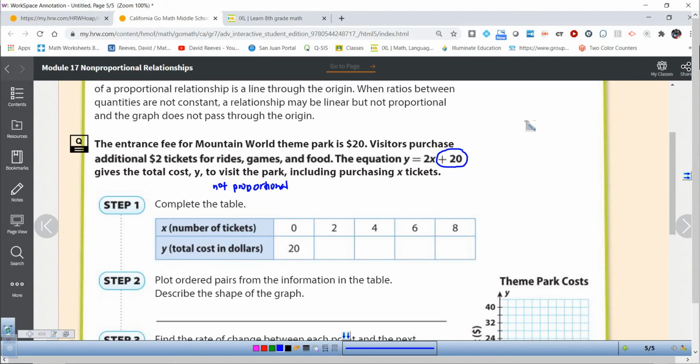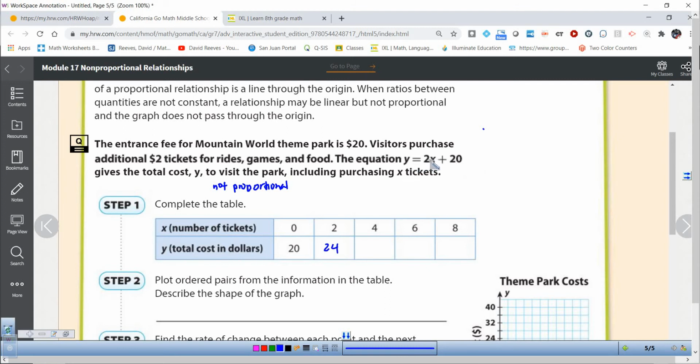That plus 20. Again, if it were y equals 2x, that would be proportional. But the fact that it has that plus 20 makes it not proportional. Okay, but we can find these values. Here we go. If we put in 2 times 2, let's try to do this mentally, shall we? 2 times 2 is 4, and then we get 24.